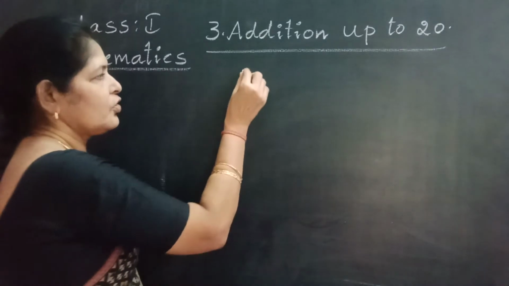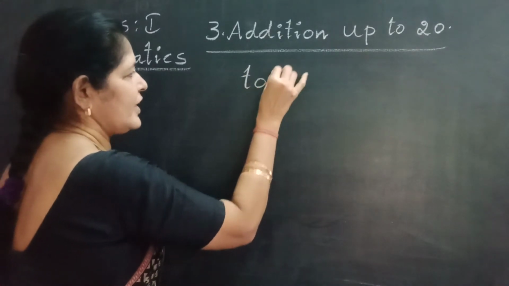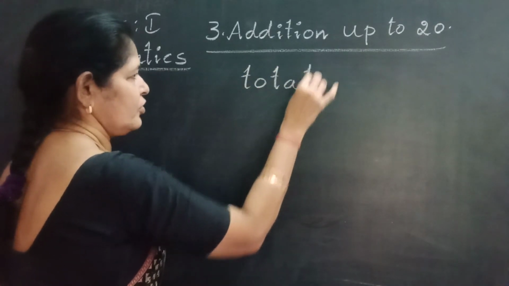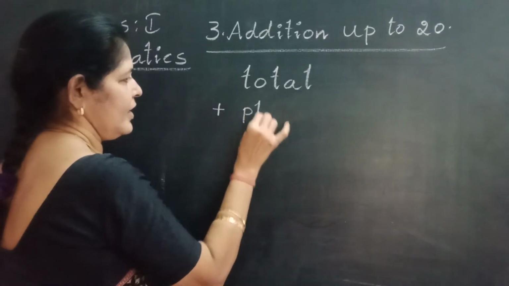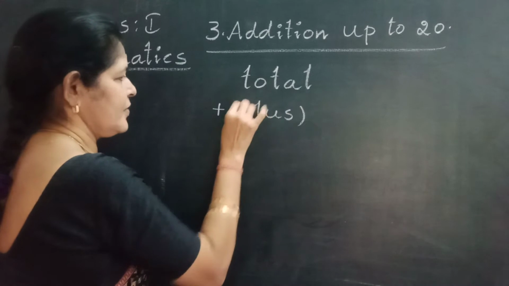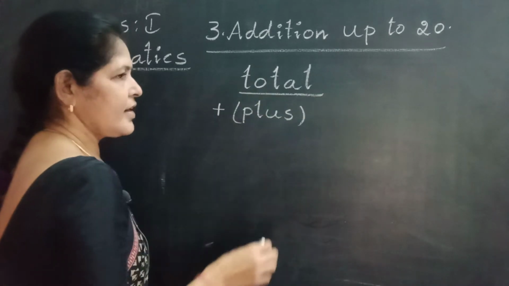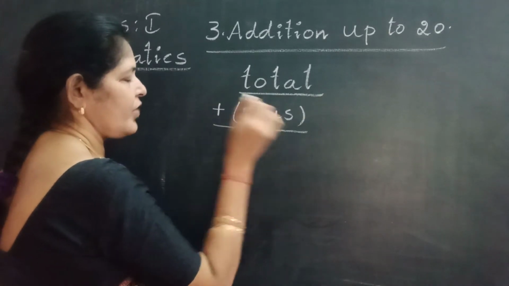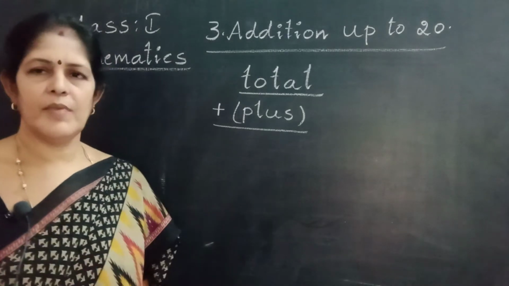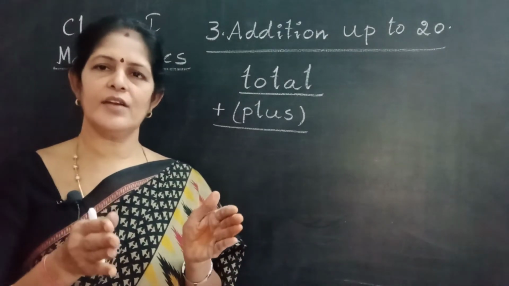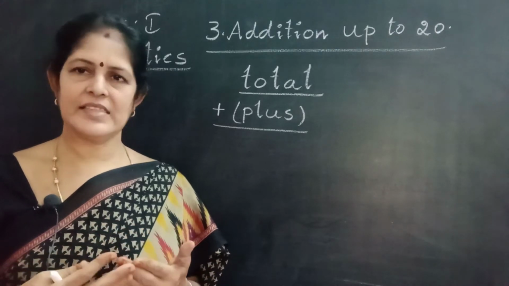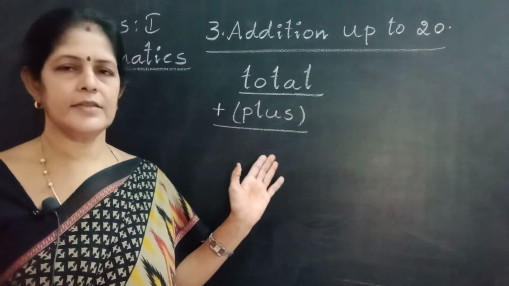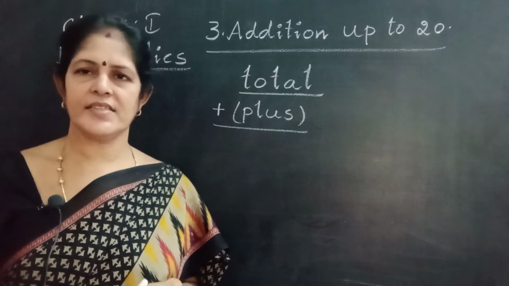The spelling of total is T-O-T-A-L. We are going to use the symbol plus, P-L-U-S, plus. This is the symbol for addition. Addition means we are going to put together two or more numbers or two or more things. Next, addition facts.